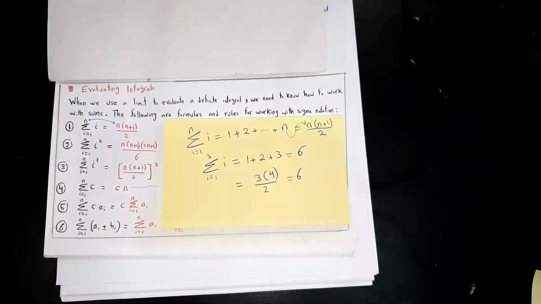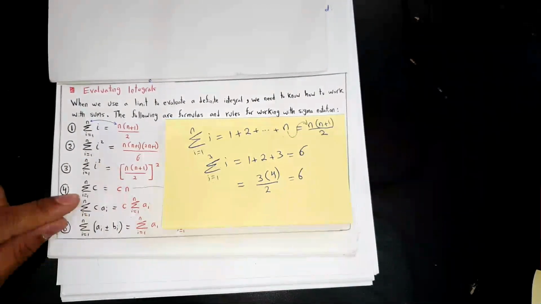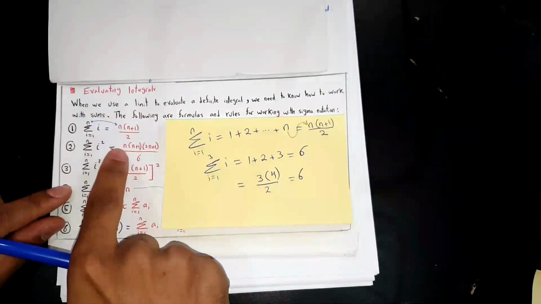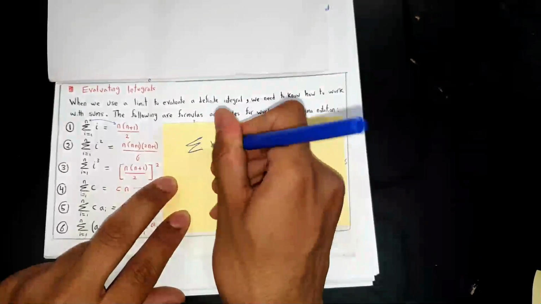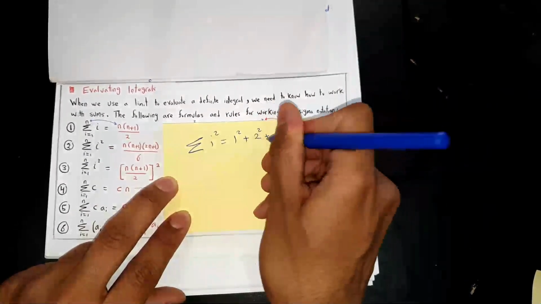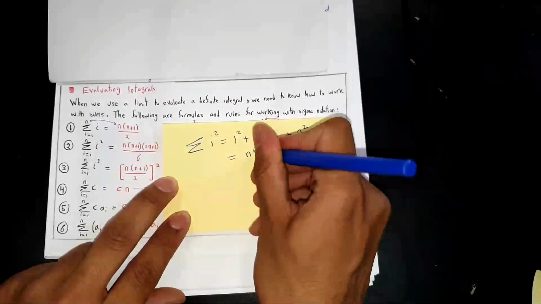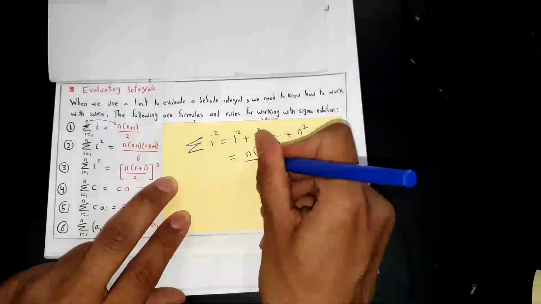Good. Now let us see the formula for summation of i squared. In fact, we had this in section 5.1. Summation of i squared equals n(n+1)(2n+1)/6. Summation of i squared is equal, as we said, to 1 squared plus 2 squared plus dot dot dot, and we need to finish with n squared. According to the formula, it is n(n+1)(2n+1)/6.